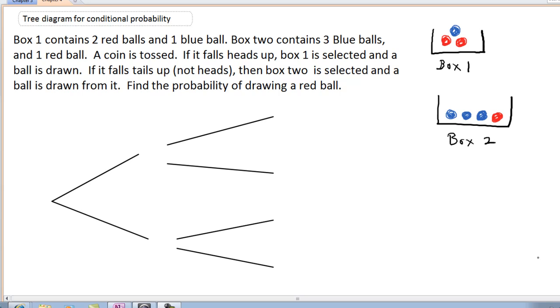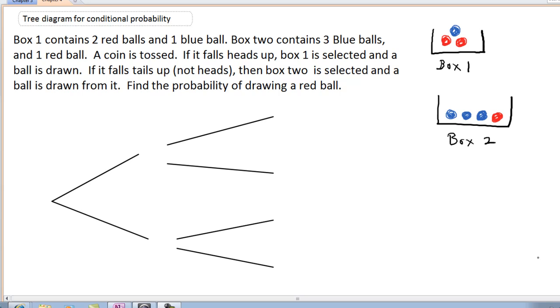We're talking about tree diagram for conditional probability. This is an example from your book, example 4-31, on page 223. I'll use this one and then I'll take two from Alex, so this might take two videos.